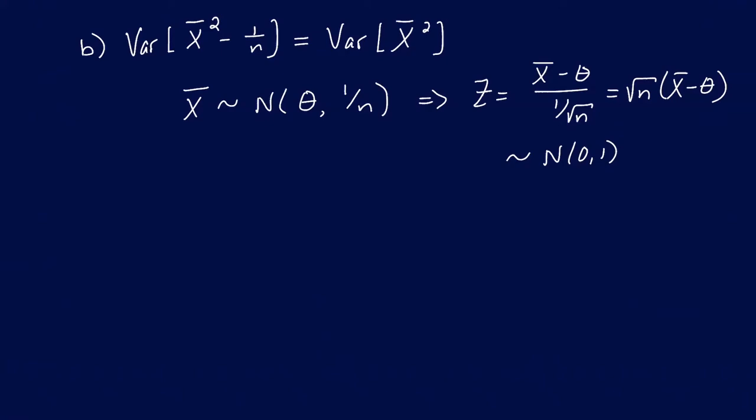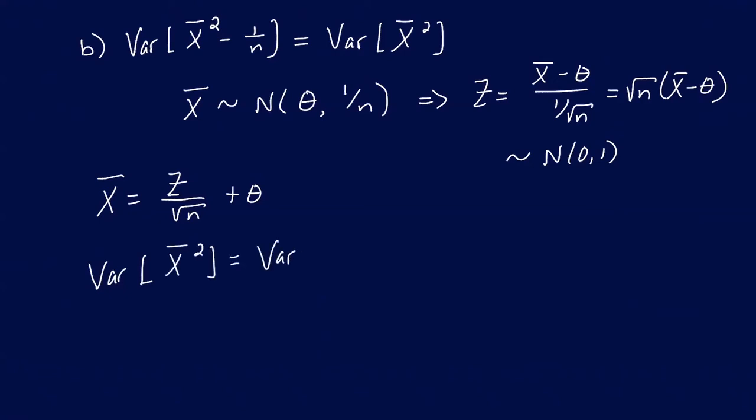So I really care about the variance of x bar squared. So let me solve for x bar in terms of the z. X bar is z over the square root of n plus theta. So x bar squared is, of course, that entire quantity squared. So what we want to find is the variance of x bar squared. And this is the variance of z over the square root of n plus theta, all squared.